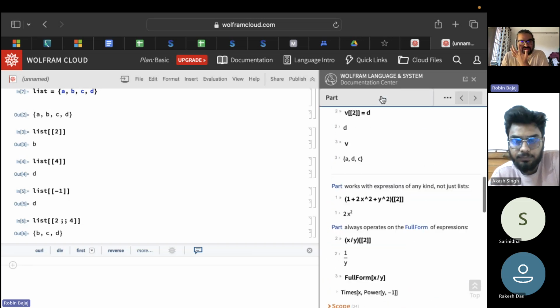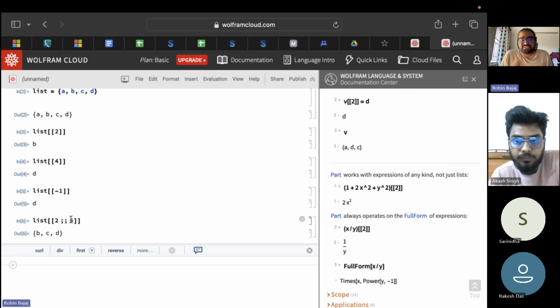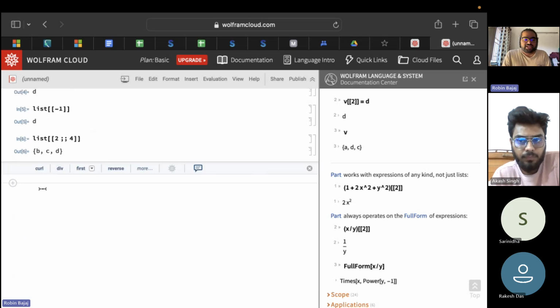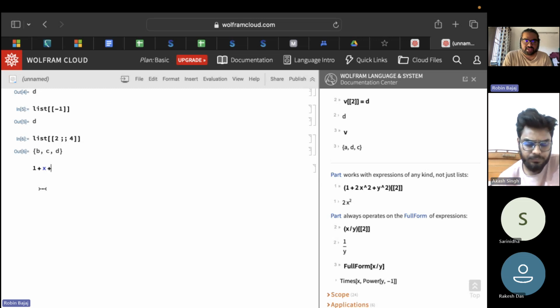Now there is something very interesting. It is not just applicable on structures like this list, these curly brackets a comma b comma c comma d. This part function. In Mathematica, can you tell me how you define a function? For example, 1 plus x plus y, right? How is it basically defined?